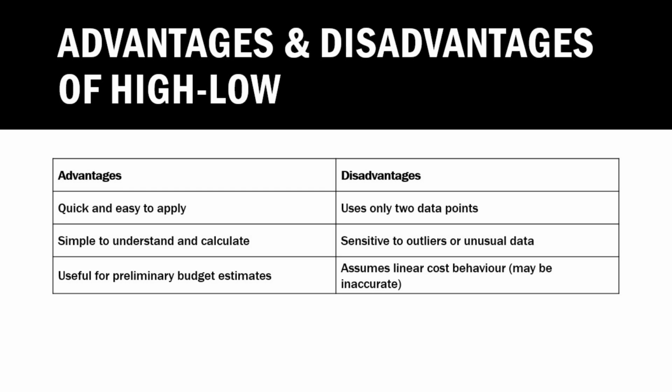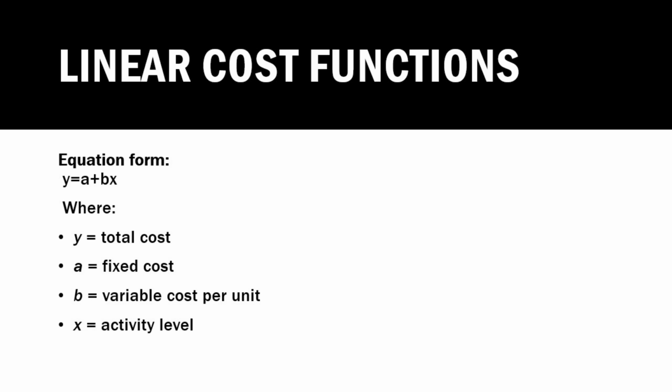It assumes the relationship between cost and activity is linear, meaning it assumes a straight line behavior. Real life can be more messy, with step costs and discounts. That's exactly how you discuss high-low in an exam, what it does well, and where it can mislead you. This section shows the standard linear cost equation, which you will see again and again.